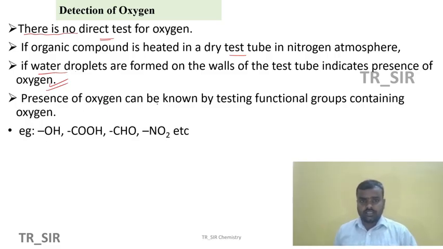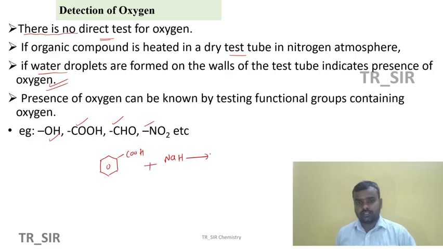For example, the presence of oxygen can be known by testing for functional groups containing oxygen, like COOH, CHO, NO2. How to confirm? Suppose an organic compound having this kind of complex compound is found. Now what to do? Let us take here NH. If I treat with this, what happens? A salt will form. Along with this, you will be getting hydrogen gas forming.